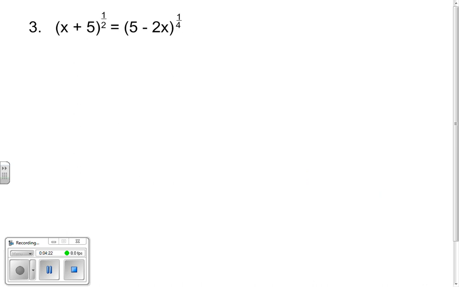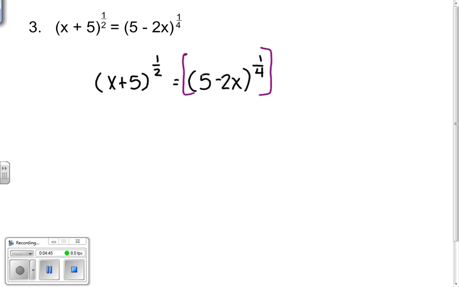All right, number 3. Number 3 is a little trickier because it has 2 different radicals. So the first thing I want to do is recopy it. (x plus 5) to the 1/2 equals (5 minus 2x) to the 1/4. The 1/2 and 1/4 are tricky. Most students would see the 1/2 and try to square both sides. So just take a second. I'm going to erase this, so don't write it down.